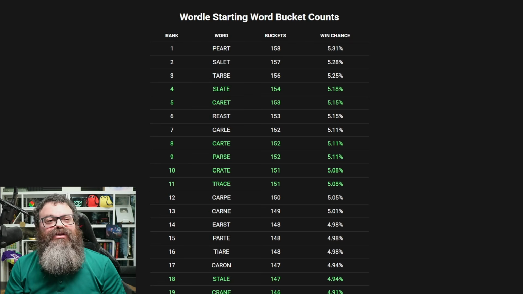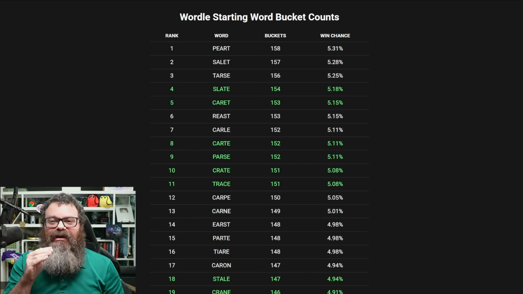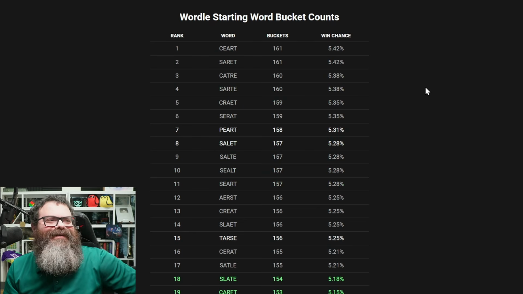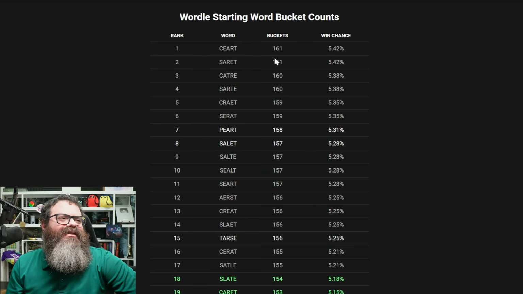So I had that question too. What if you could actually just type whatever you wanted in Wordle? It didn't have to be a valid word. You could just type whatever you wanted. How many buckets could you get then? How high could we make this chance? Could we get all the way to 243? Well, here you go. No, you can't. You can get to 161. So it's slightly better, a 5.42% chance instead of 5.31.